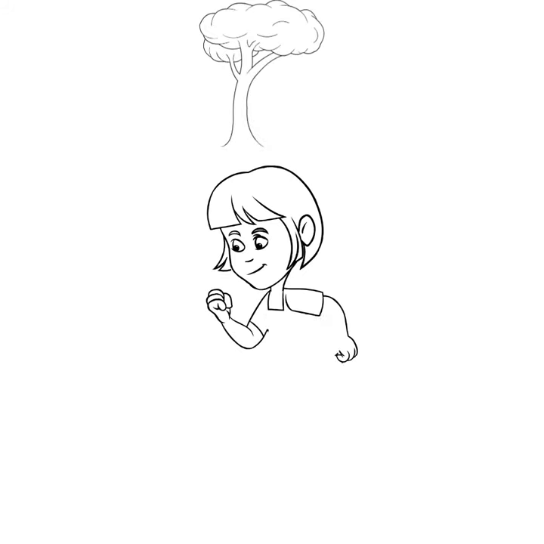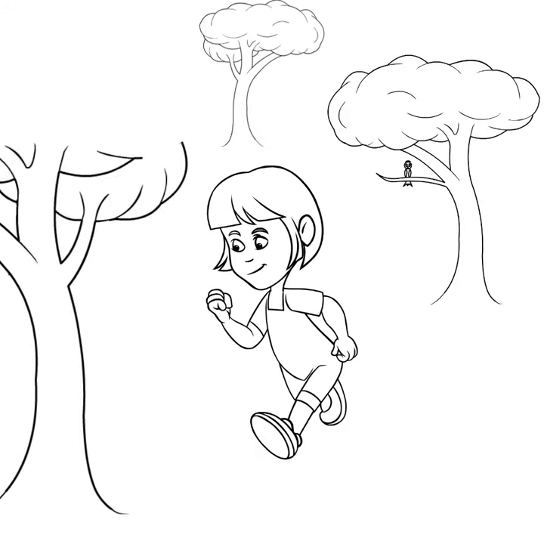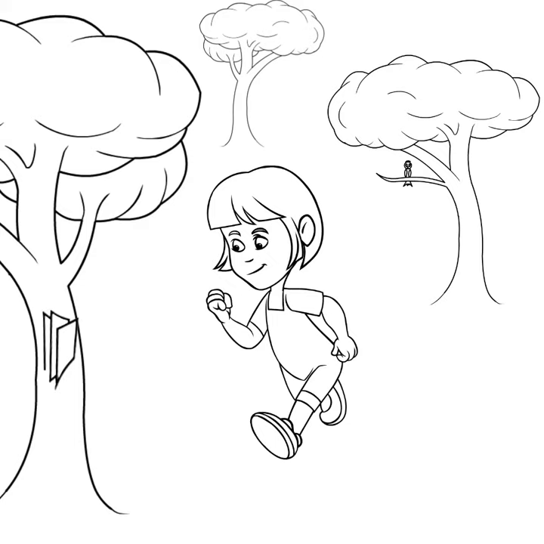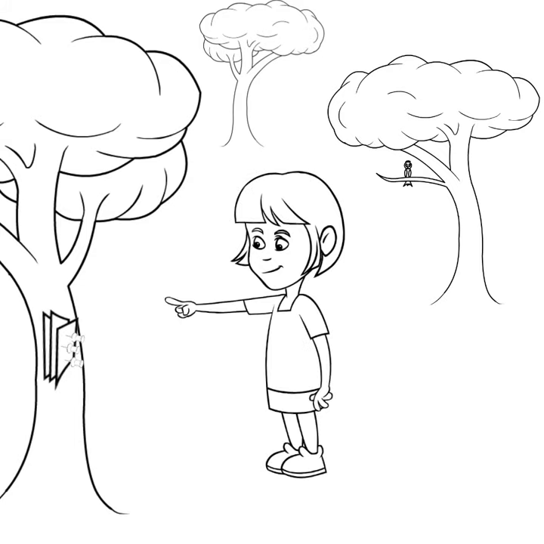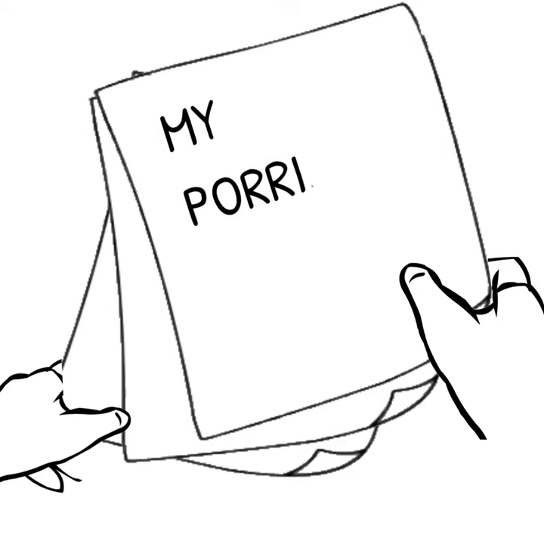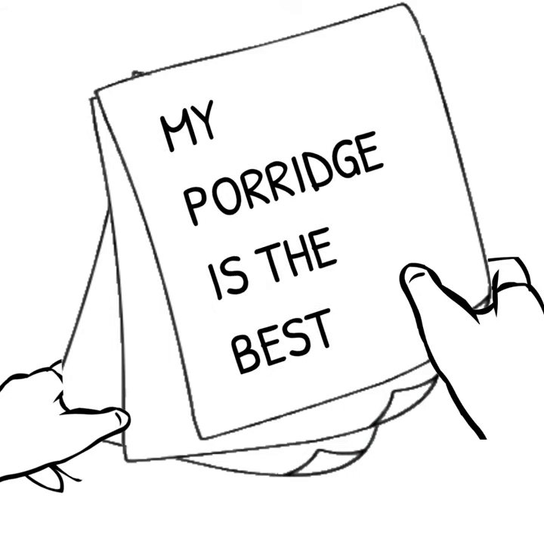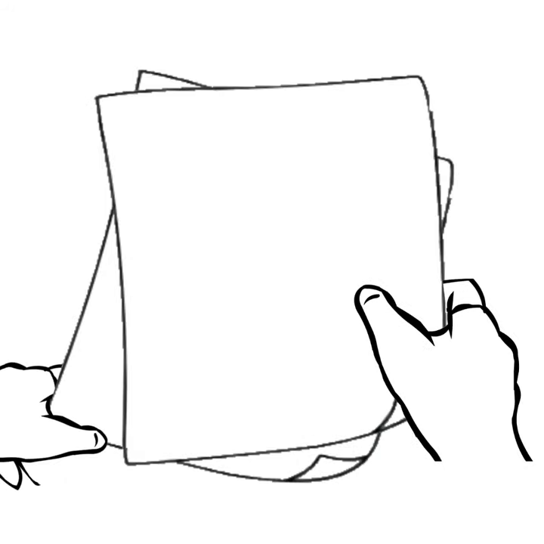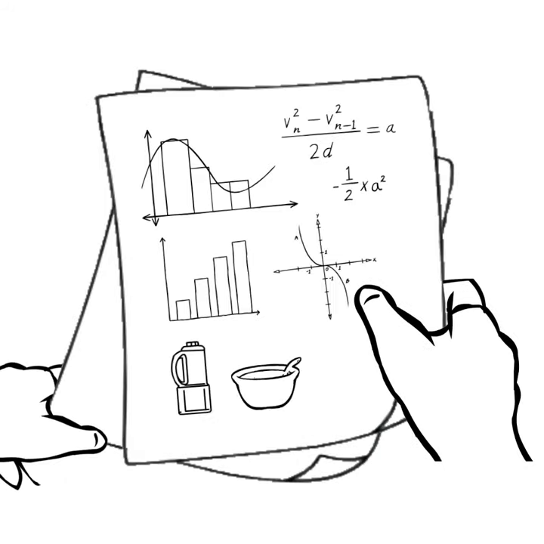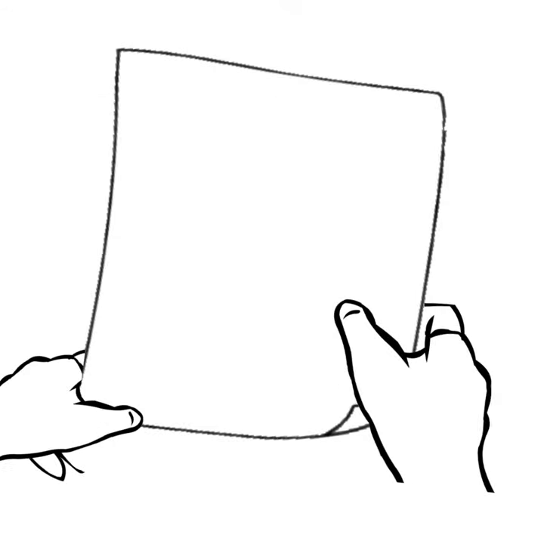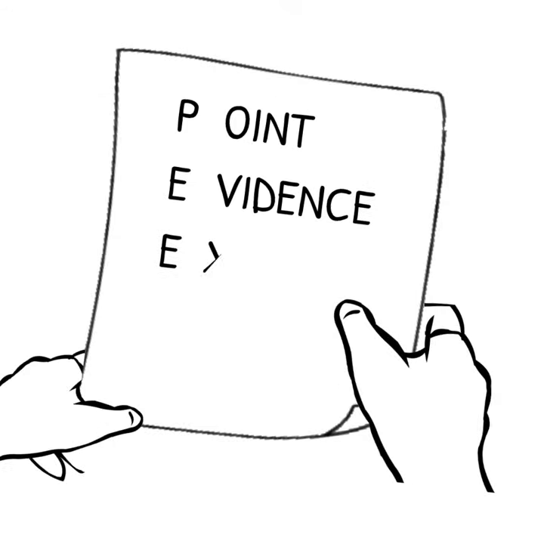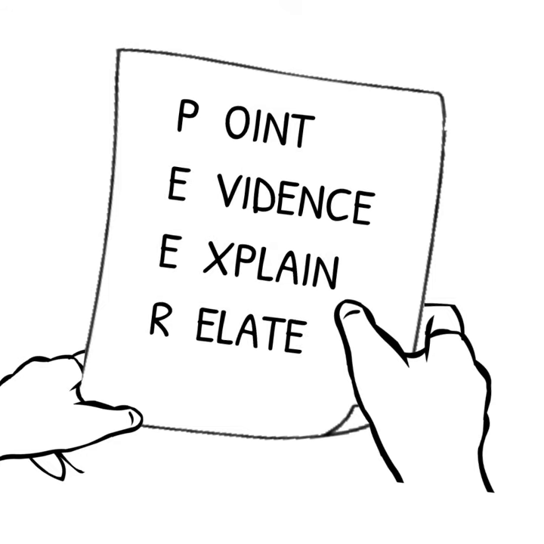One morning, as Goldilocks was walking through the forest, she suddenly found 3 articles about how to make the perfect porridge. The first article was just someone's opinion, with no evidence at all. Goldilocks didn't believe it. The second article had lots of graphs and numbers and information. Goldilocks didn't read it. But the third article was just right, and that's because it used a clever structure called PEER.